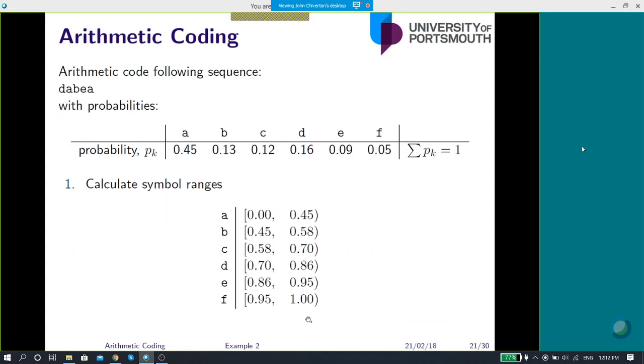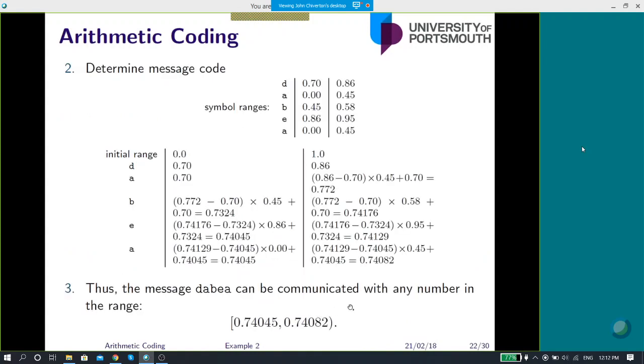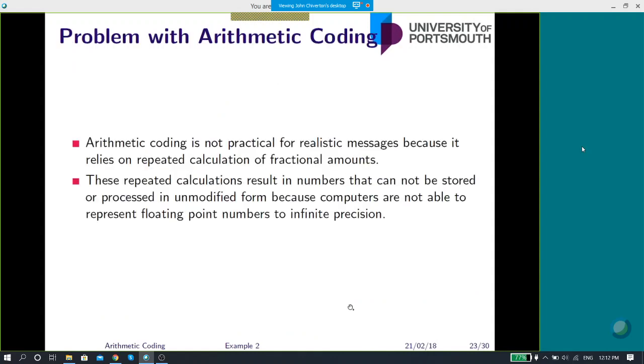Well, there's another example here as well, perhaps one you might be able to follow. So what's it saying? Arithmetic coding is not practical for realistic messages because it relies on repeated calculation of fractional amounts, i.e., that number corresponds to a greater level of precision and a smaller range of values. These repeated calculations result in numbers that cannot be stored or even processed in the unmodified form because computers are not able to represent floating point numbers to infinite precision.